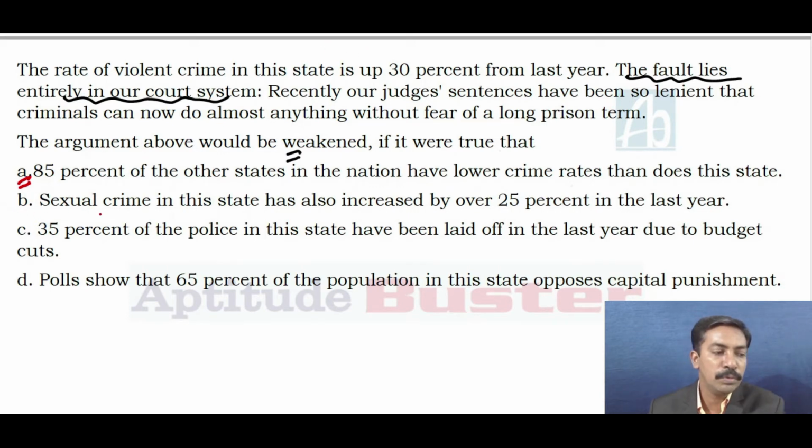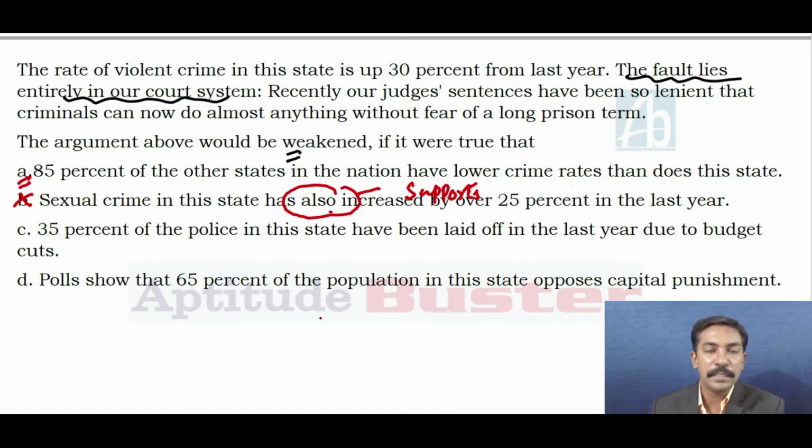Option B says sexual crime in this state has also increased by over 25% in the last year. The meaning of option B is not only the crime rate has gone up, the other crime has also been increased. When you use the word also, actually it strengthens. So option B supports the argument. Your question asks you to weaken it, hence option B can be eliminated.